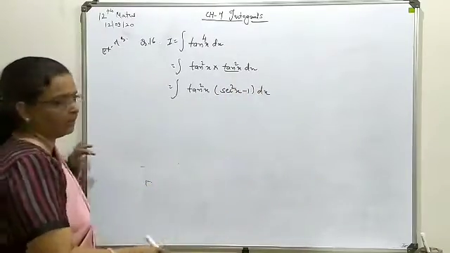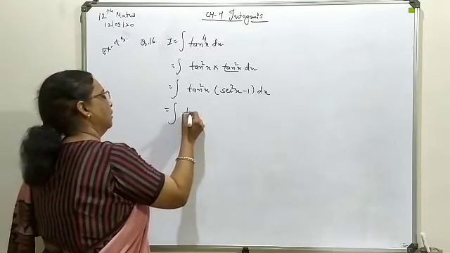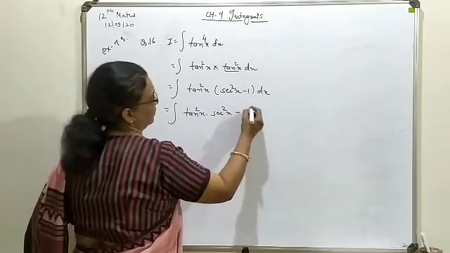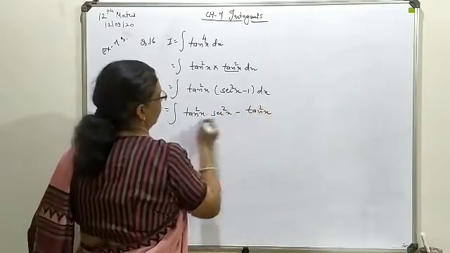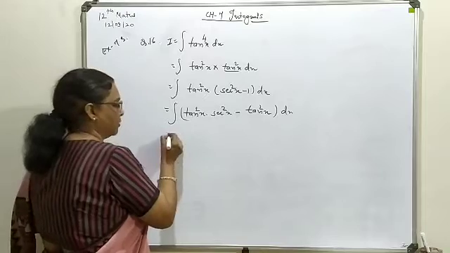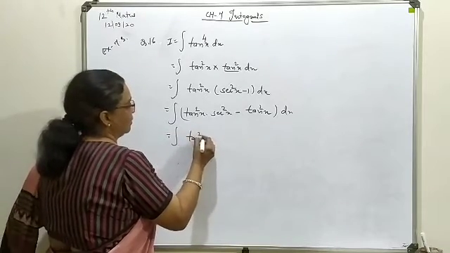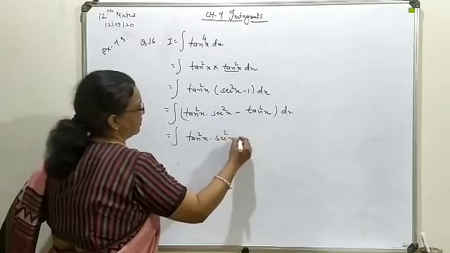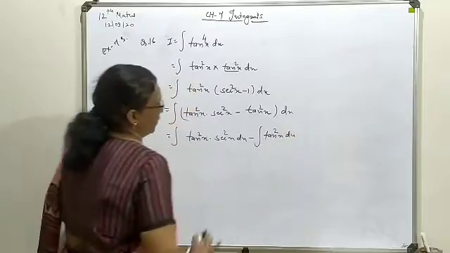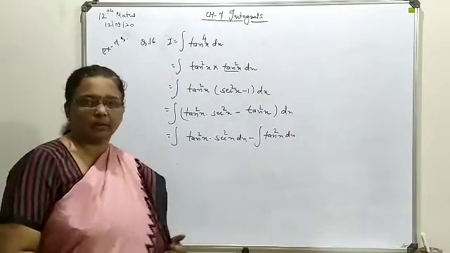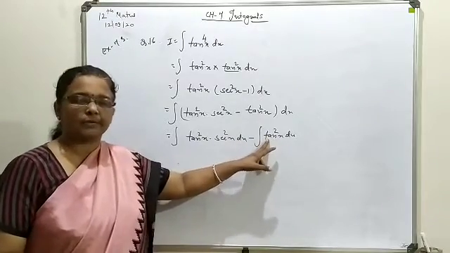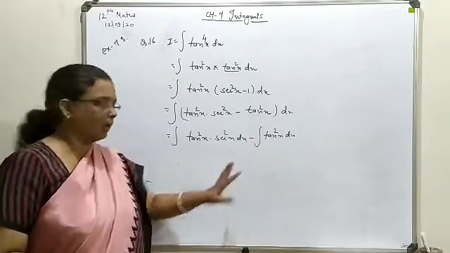Make these two terms separate on multiplication. This is tan square x sec square x minus tan square x. Now for both, make your integration separate. This is your tan square x into sec square x dx minus tan square x dx. This is the first part, this is the other one. Now here this tan square x can't be integrated directly. So this tan square again we will write as sec square minus 1 form.